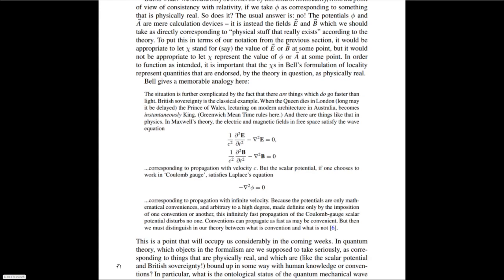So we can jot down the equations in simpler terms in the given set of two equations, that is 1 by c squared ∂²E/∂t² minus ∇²E is equal to 0, and 1 by c squared ∂²B/∂t² minus ∇²B is equal to 0. These equations are called the Lorenz-Coulomb gauge equations, and they can tell us how fields interact irrespective of the particles.